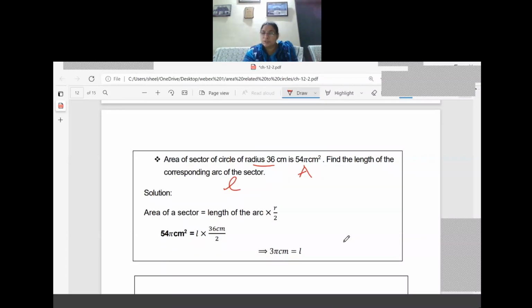In case you want to substitute 22 by 7, you can substitute. Then it will be 66 by 7 only. So what is given here? You must learn this formula also. It is helpful while solving the problems. Area of the sector of the circle of radius 36 centimeter is 54 pi centimeter square. Find the length of the corresponding arc of the sector. Right? So area of the sector is equal to length of the arc into r by 2. Substitute the values and we can calculate for L.